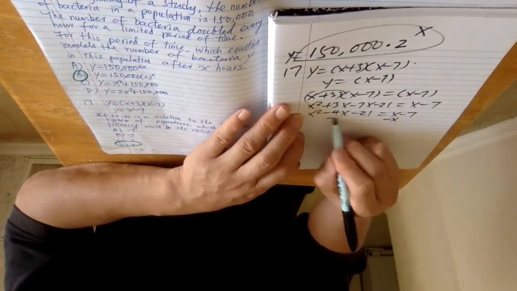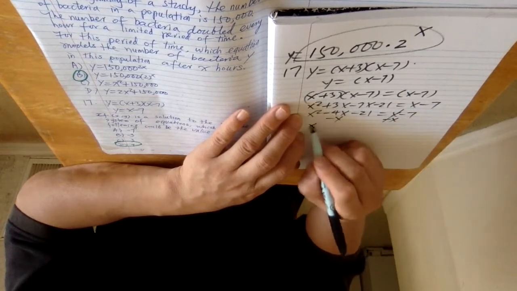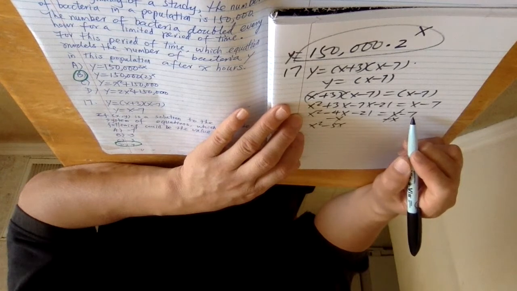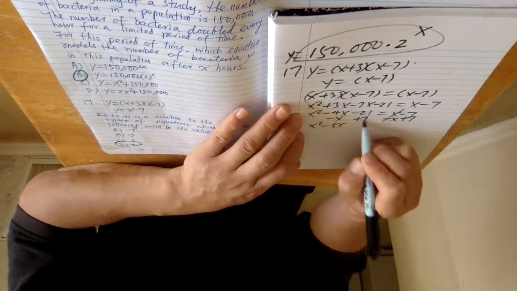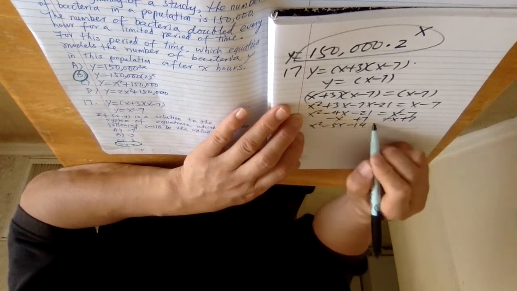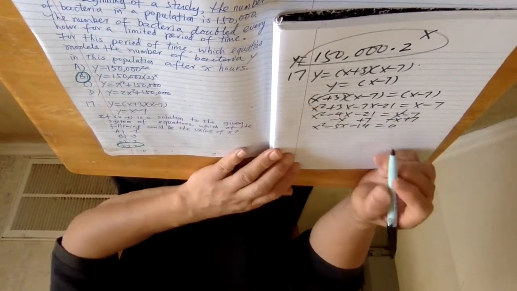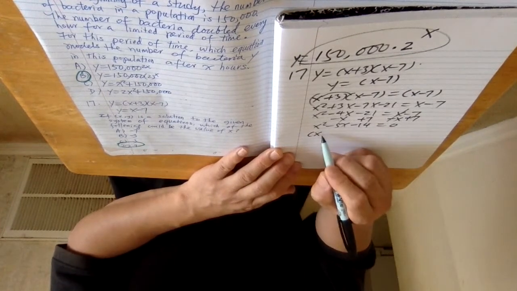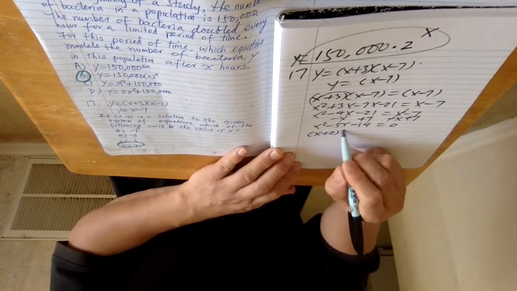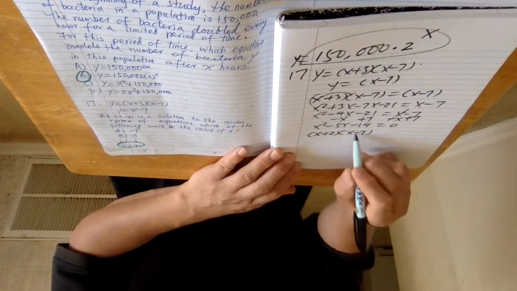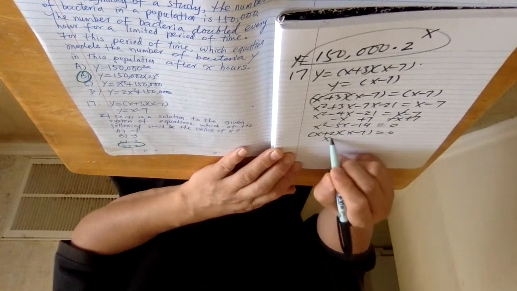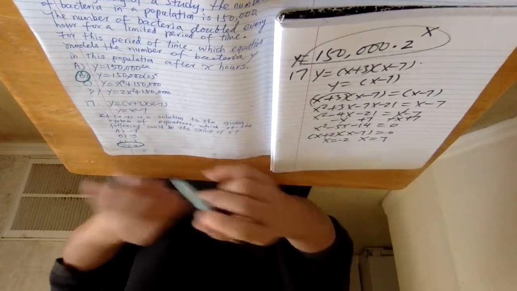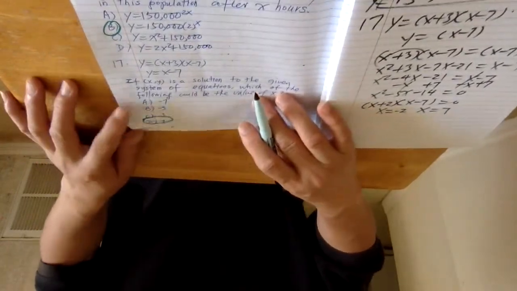Subtract x on both sides, so x squared minus 5x, then we add 7 on both sides, negative 14 equals 0. And we know 2 times 7 is 14. We have (x plus 2)(x minus 7), because the negative 7 is bigger, so the answer will be x equals negative 2 and x equals positive 7. So let's look at the answers here. We know the answer is going to be D.